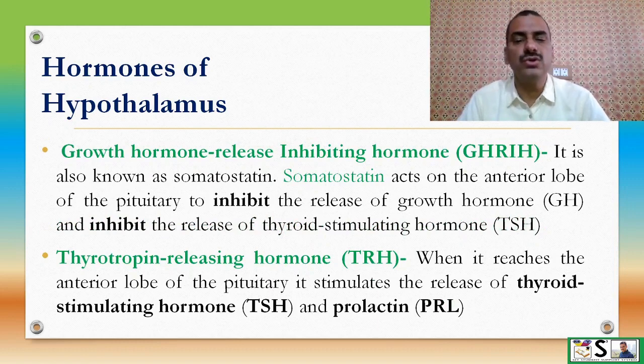Next is growth hormone release inhibiting hormone, GHIH. It is also known as somatostatin. Somatostatin acts on the anterior lobe of the pituitary to inhibit the release of growth hormone and inhibit the release of thyroid stimulating hormone as well.